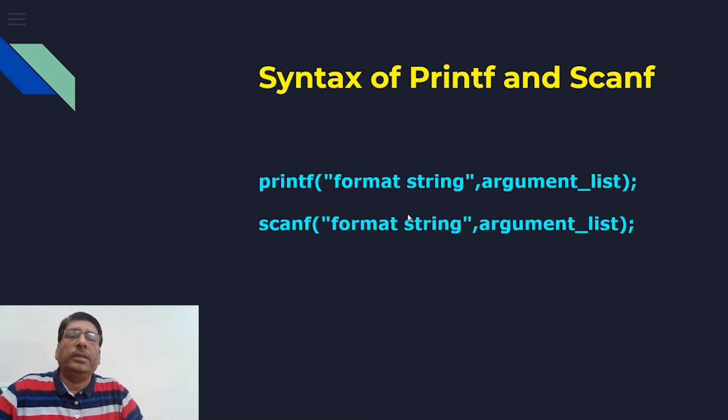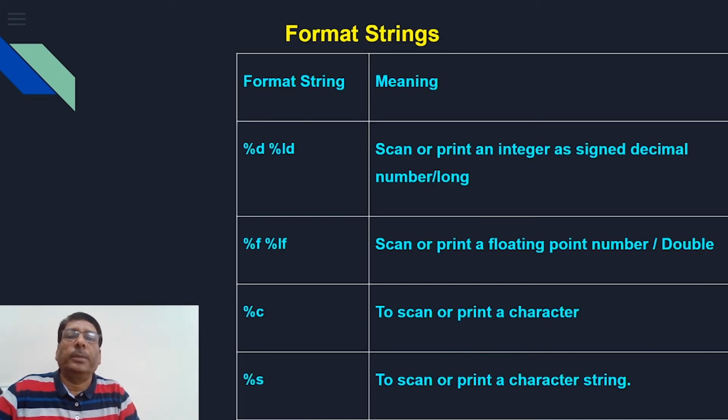I'll give certain examples of this. And then you need to mention the argument list, nothing but the names of the variables that you want to accept. So the format strings can be written in this fashion. When you want to accept an integer value or a long integer value, you can make use of the format string %d. When you say %d, it means to the compiler that you are accepting an integer value. When you say %ld, it means that you are accepting a long integer value.